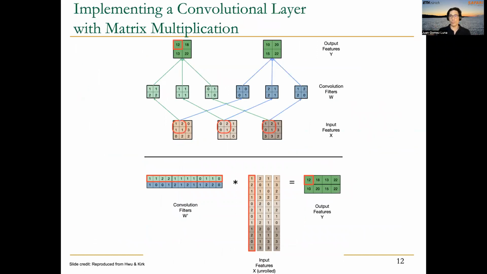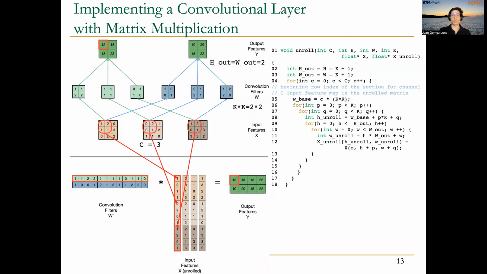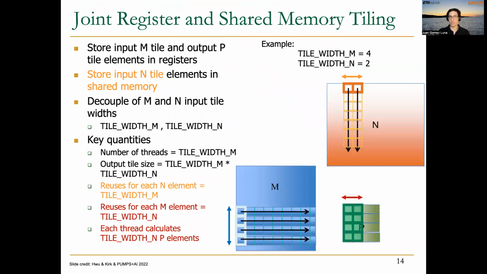One way of implementing convolutions in a fast and efficient way for GPUs is converting them into matrix multiplications. What we need to do is unroll the input feature maps and also the convolution filters in order to obtain two matrices that are multiplied, and this way we obtain the output features. Matrix multiplication is very efficient on GPUs because there are very useful optimizations, such as joint register and shared memory tiling, that we explained in one lecture.